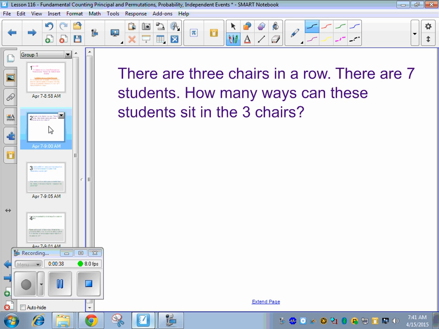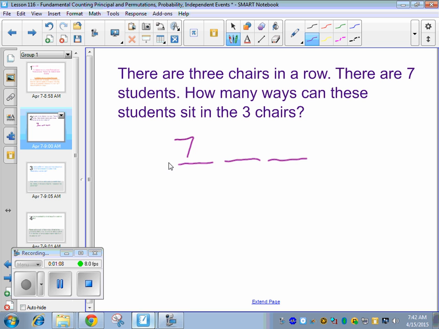There are 3 chairs in a row, and there are 7 students. How many ways can these students sit in the 3 chairs? So we have 3 chairs all in a row, all right? And so for the first chair, if we start here, how many different people could sit in the first chair? 7.